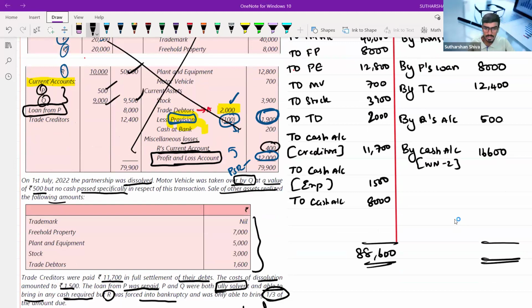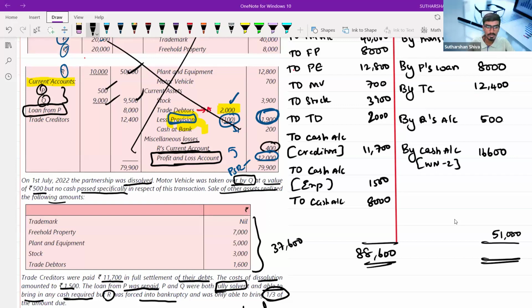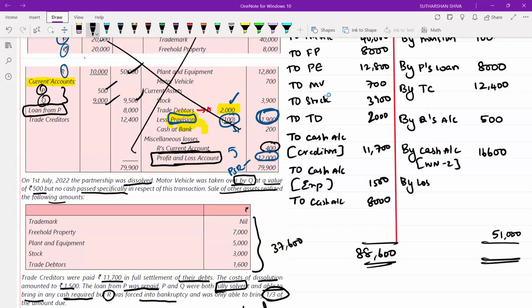Who directly told it is 37,600 on the credit. Subtract the value, 51,000. So the 51,000 should be bifurcated in the respective ratio of 3:2:1. So write down loss on realization. What are the partners? P, Q, R. Bifurcate in the ratio. 51,000 divided by 6.